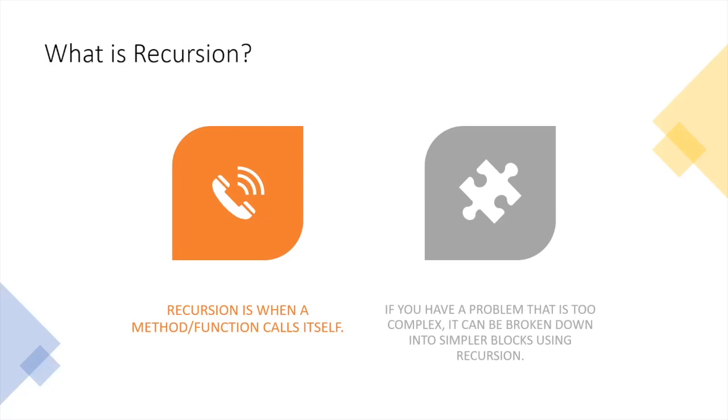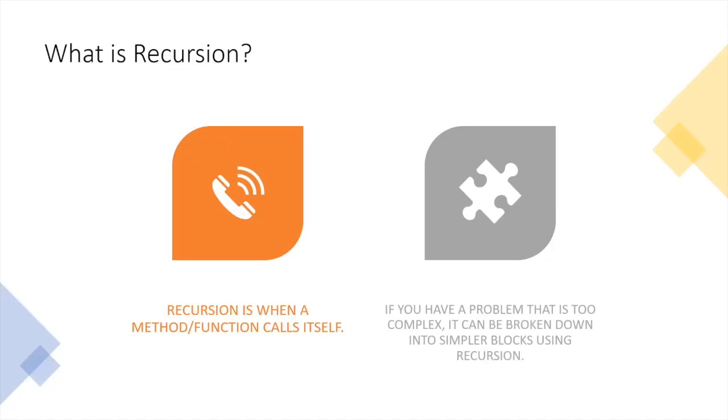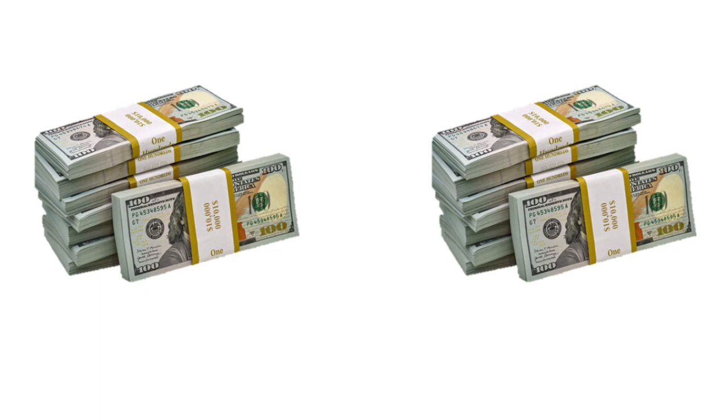To give you an example, imagine that you have a box full of $100 bills and you need to count how much money you have. Since it might be a lot, you can ask a friend for help and divide the stack into two. When both of you finish counting, you can just add up your results to get the final number. So what you did here is an example of recursion.